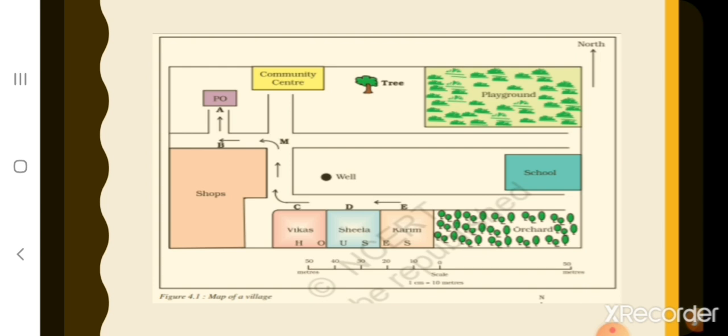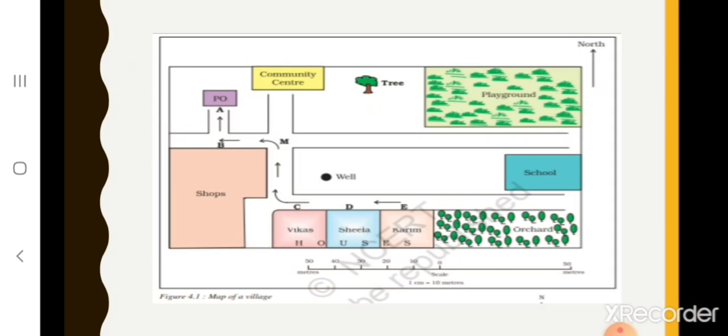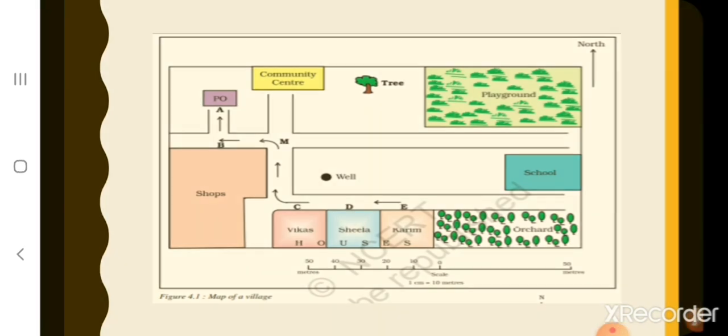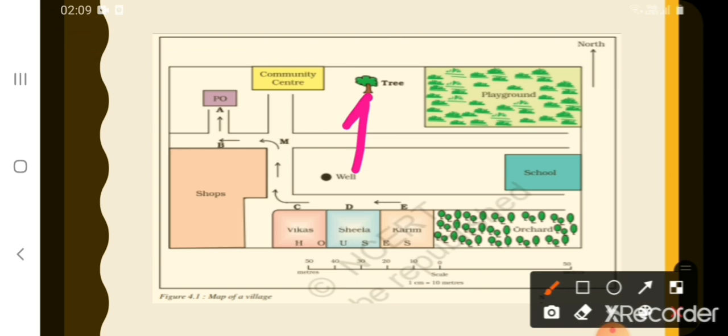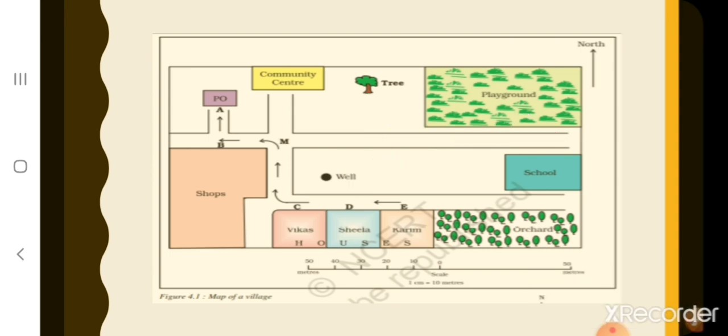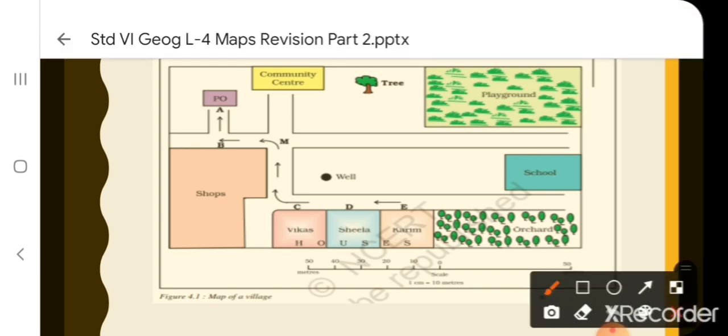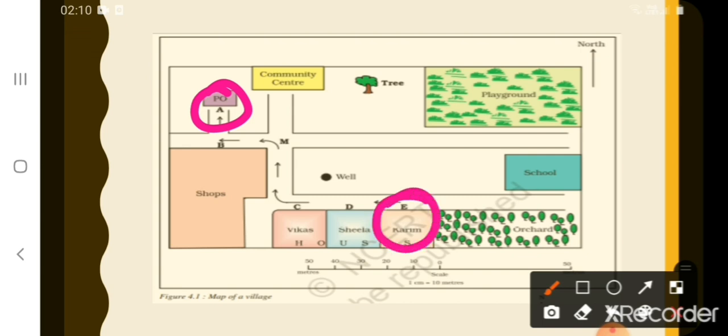For example, the distance between the well and the tree is 5 centimeters. Children, where is the well here? Yes, and the tree. So, the distance between the well and the tree is 5 centimeters. It means that the actual distance is 50 meters. Now, the distance between the post office, that is A, to Kareem's house, that is E, is 12 centimeters. This is A, post office. This is E, Kareem's house, and the distance is 12 centimeters. It means 120 meters on the ground.